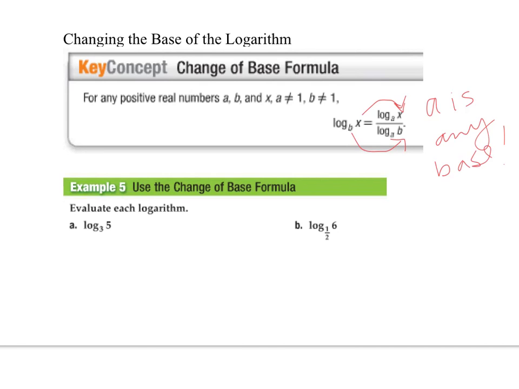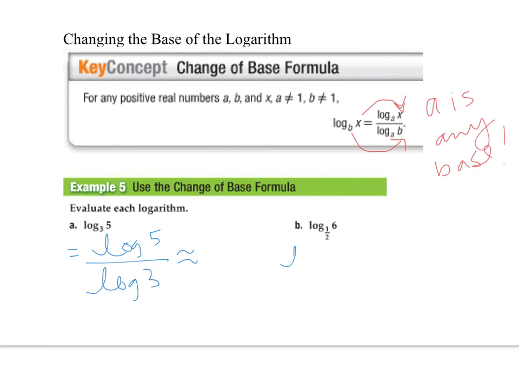So for A, I have log base 3 of 5. I don't have a log base 3 button on my calculator. I just have a log button. So I would rewrite that as log 5 over log 3. And that puts them both in base 10. And then I would give the approximation for that. So you just literally type in log 5 divided by log 3. And I would round that to about the thousandths place.